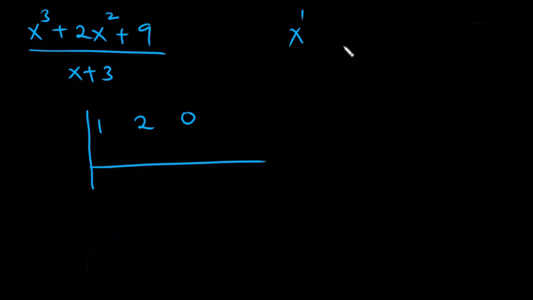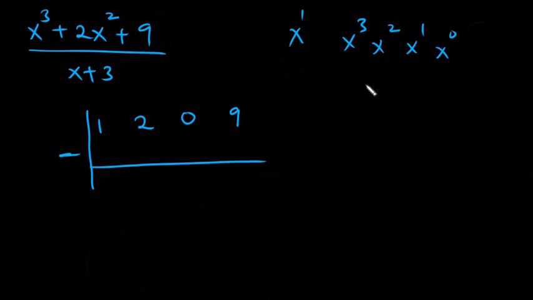So from x to the power 3, x to the power 2, x to the power 1 up to x to the power 0. So if any one of them is not there, you just write a 0. Like for this case, we don't have the x to the power 1, so we just put a 0, and then for x to the power 0 we're going to have 9. Okay, so what are we going to divide by?